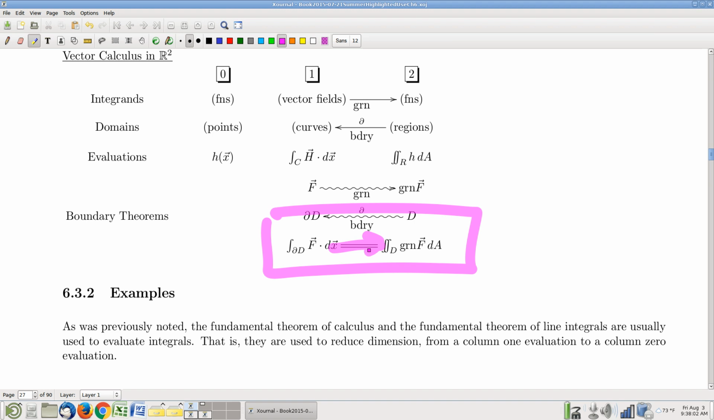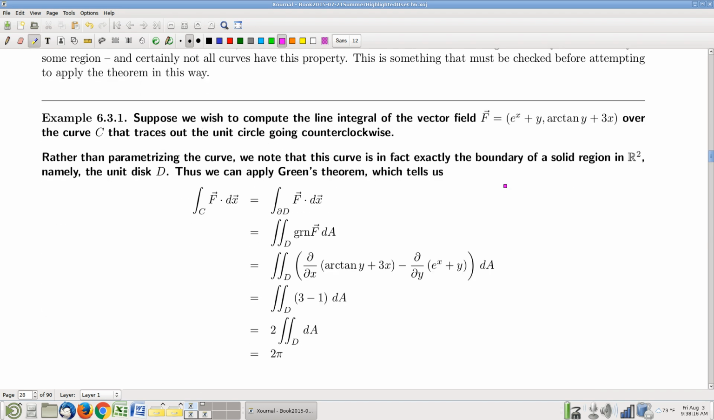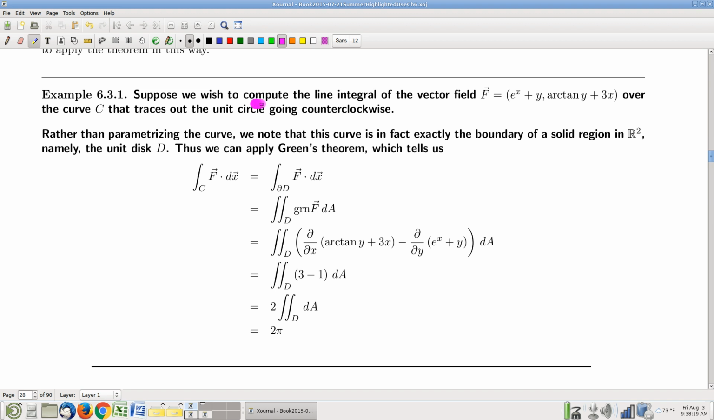There are exceptions, but very often the theorem goes that way. And of course, it doesn't matter, right? If two things are equal, you can use this to compute that, or you can use that to compute this. It's a matter of which is more convenient. I'm just observing that very often it's more convenient in the unfamiliar direction. Okay, so here is such an example. Let's compute a line integral of this vector field over that curve. All right, we've got a vector field, got a curve.